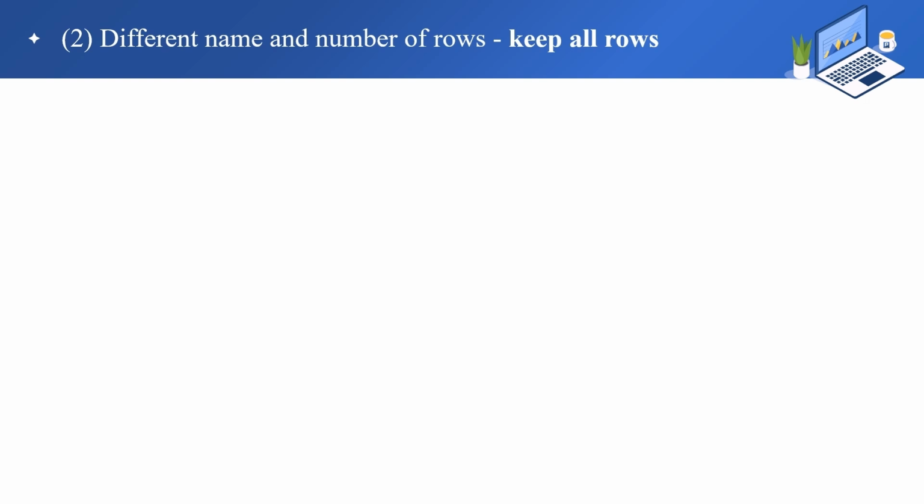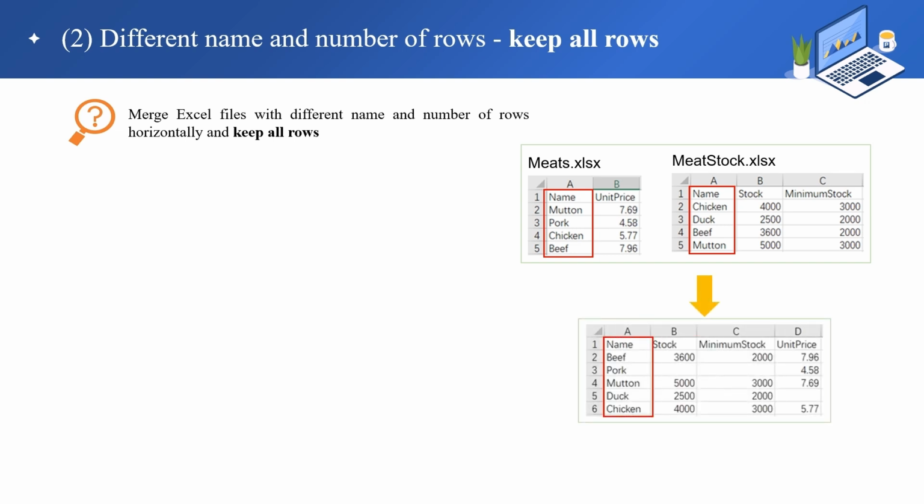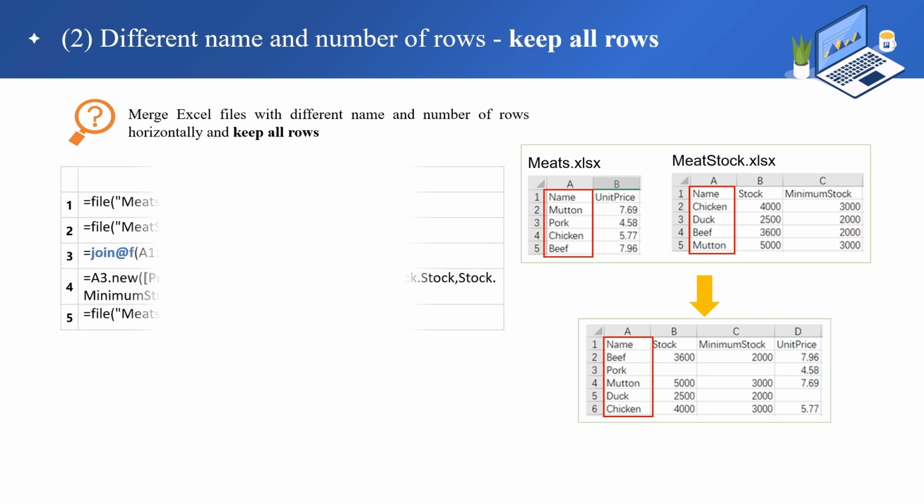2. Different name and number of rows. Keep all rows. The files to be merged have different name and number of rows. For example, the name and order of meats contained in the table meats.xlsx are different from those contained in the table stock.xlsx. Now we want to merge the information in the two tables, and include all meats to the merged file. In this case, simple concatenation is not enough. We need to associate the two tables.